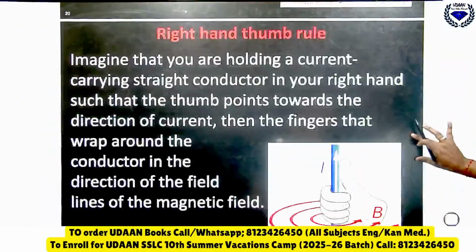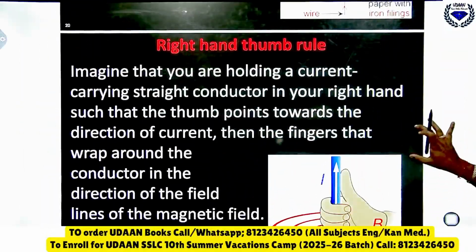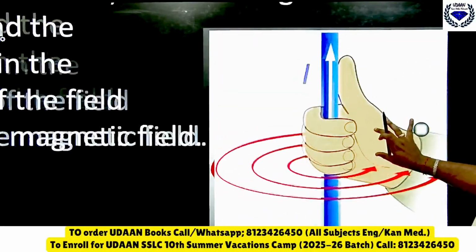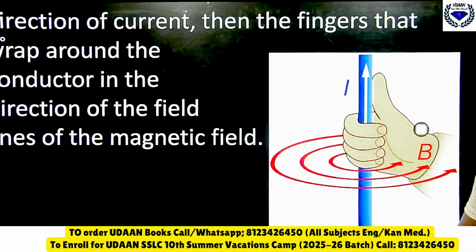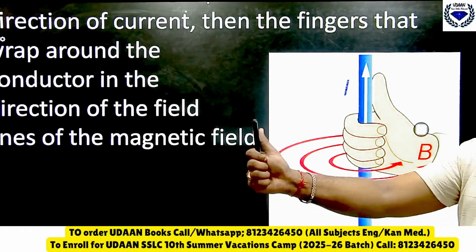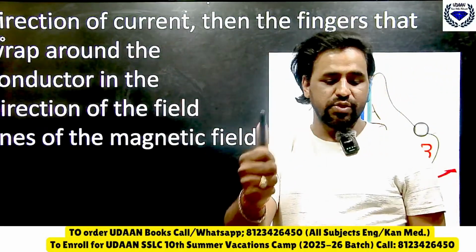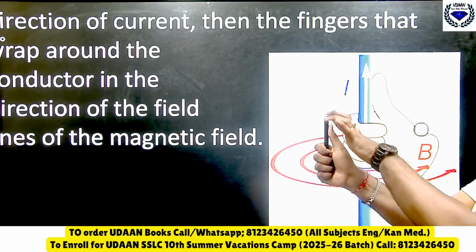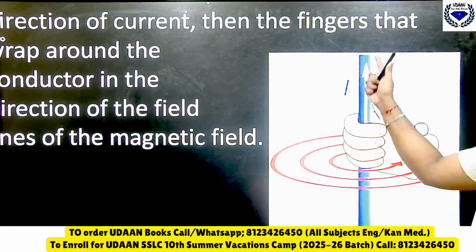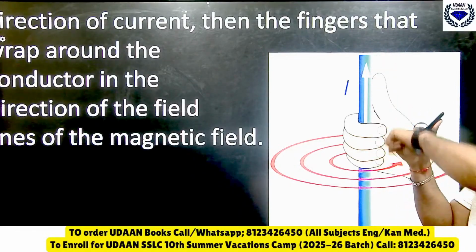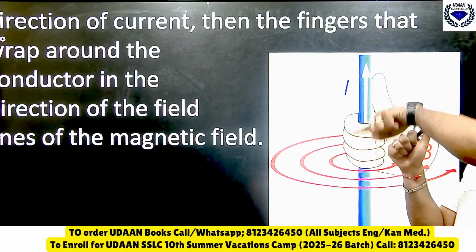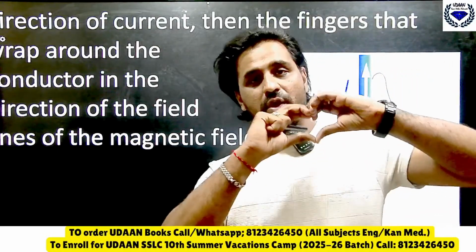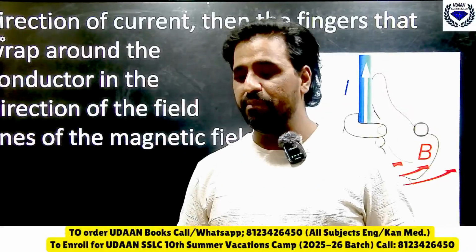Now very important is what? Right hand thumb rule. You all should remember this. See here, if you are holding a conductor in your right hand, suppose assume that I am holding a conductor in my right hand, the thumb indicates the direction of what? Current. So the thumb indicates the direction of current, and the wrapped fingers indicate the direction of what? Magnetic field. You all should learn this by heart, because laws are much important in where?